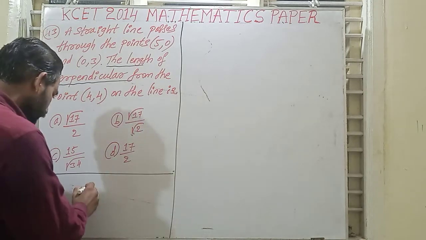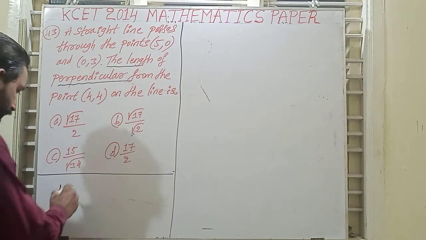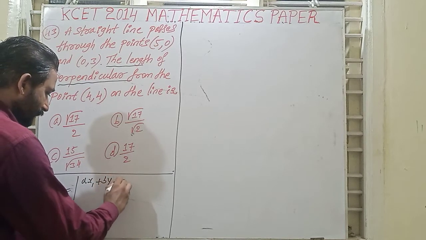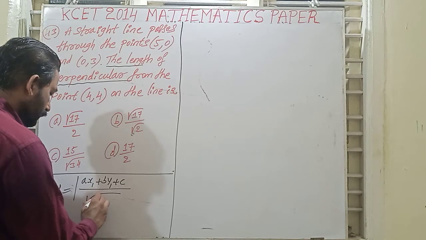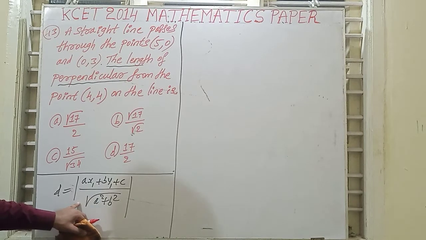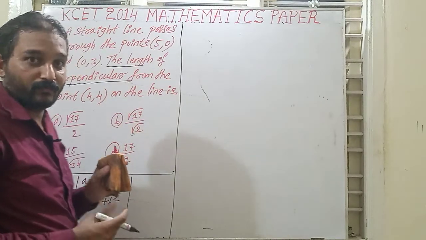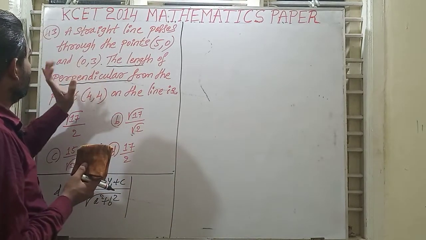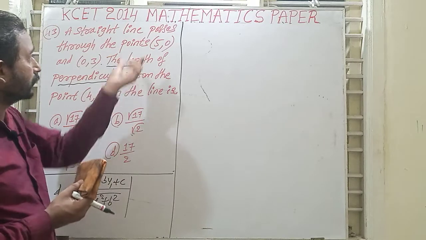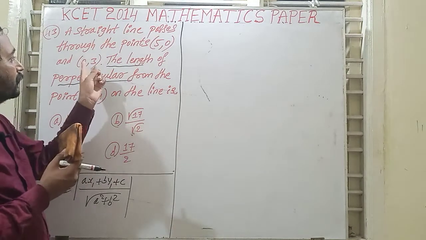So what is the formula? Distance of a line from a point is D is equal to AX1 plus BY1 plus C divided by square root of A square plus B square. This formula is direct, but this question is moderate. What is moderate is that the line is not given directly. So the line is not there in this case. We have to use the formula for the line passing through the 2 points, and find out this line.